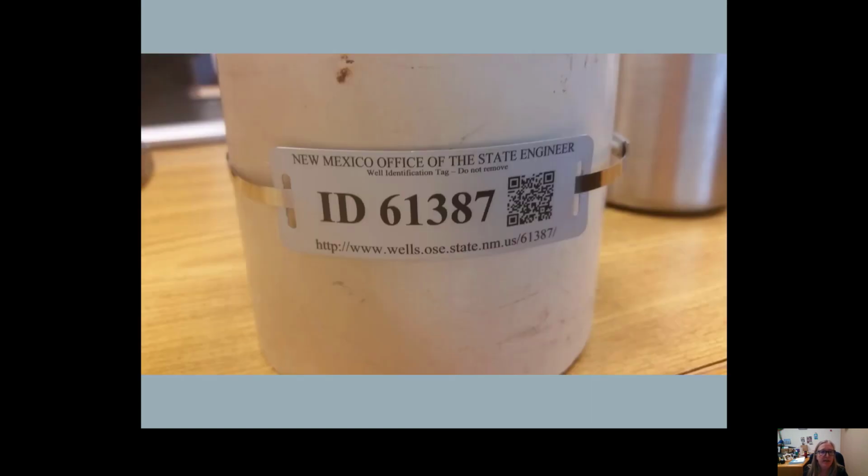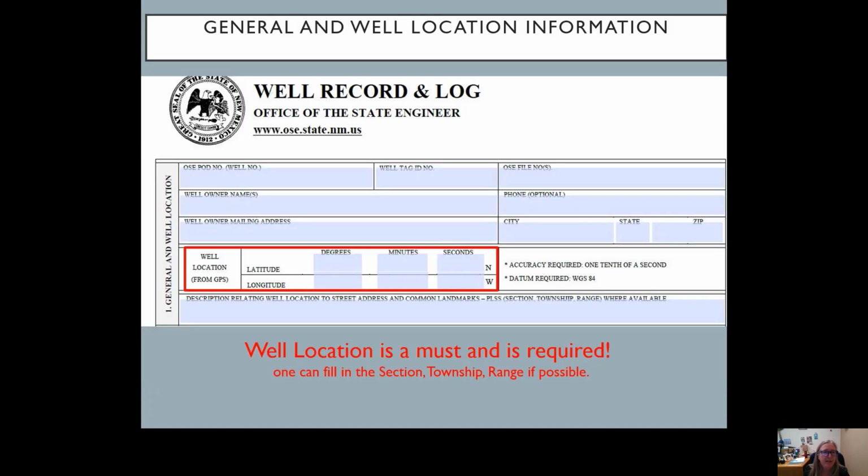This is what the well tag ID looks like. This is a stainless steel zip tie. You don't have to be fancy when you're installing it. I've seen some that use little screws to install it, as long as you don't jeopardize the integrity of your casing installing the well tag. We would prefer that you put the well tag on the north side of the well so that it's protected by the UV rays. They're supposed to outlast it, but the UV rays are getting more and more intense. So put that tag number that was installed on the well tag, that number should be put onto the well record and log. As again, like I said, the well location is a must and it is required.